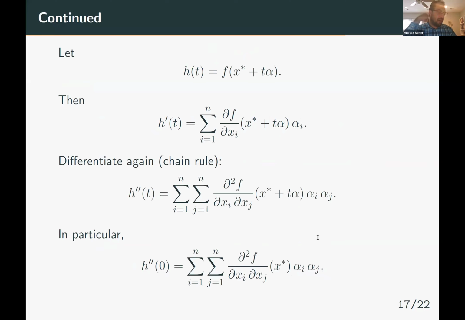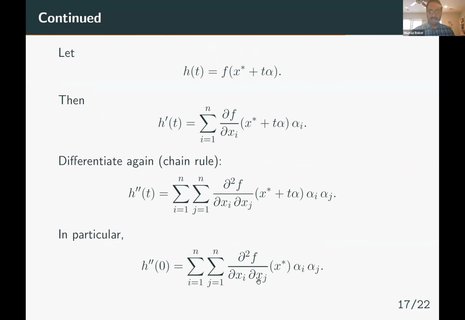Then we can also talk about the sufficient condition. So let's go back to the definition of H. This is perturbation in time at the local minimum. You differentiate using the chain rule, differentiate again, and you get this one. Substitute t equal to 0, and you have this one here.